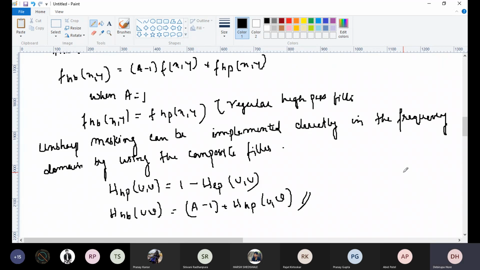Now the last one of this unit is called the homomorphic filtering. So we will do that and then we will end today's class. In the meanwhile, just take a pause of 30 seconds, complete, have a look on this.